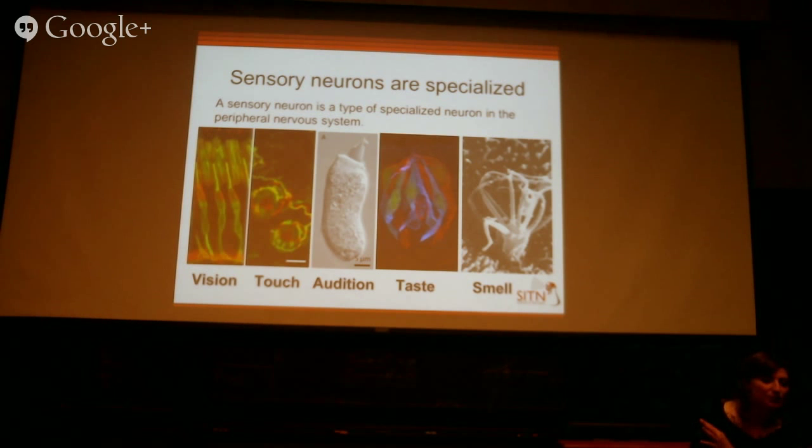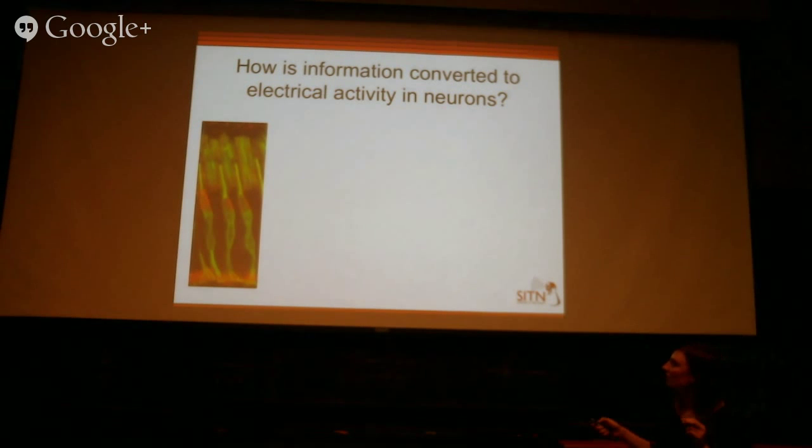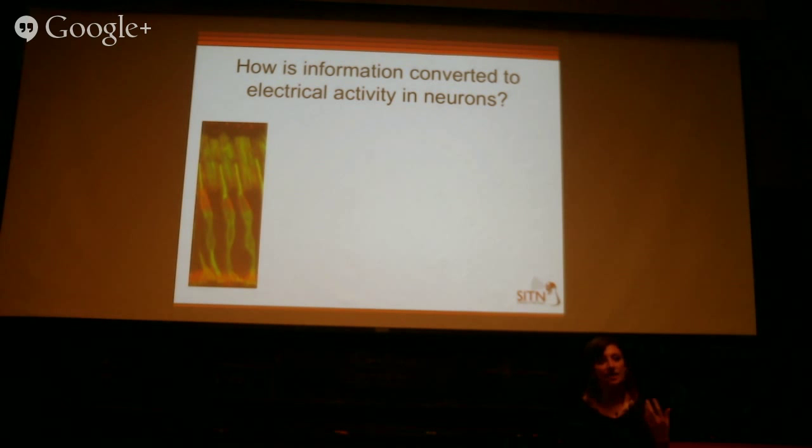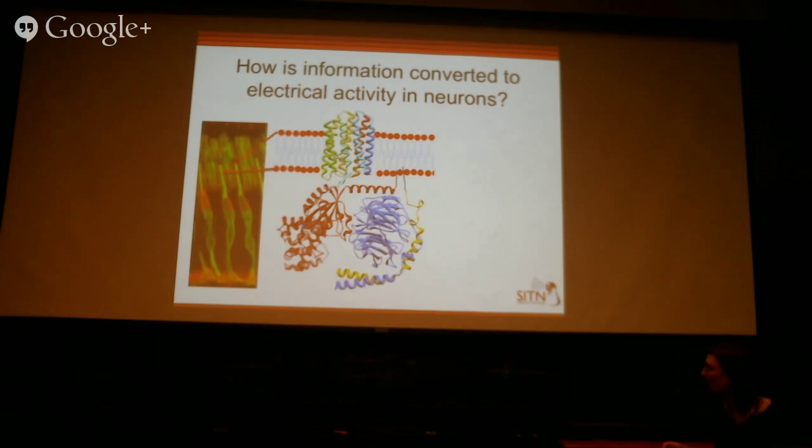I'd love to go through and talk to you about how each one works, but I only really have time to do one example. So I'm going to go through vision, and it will give you a flavor for how the other senses work. All right, so we're focusing on vision. These cells are the photoreceptor cells in your eye. They're interacting with light, and they allow you to see. But how does that work?